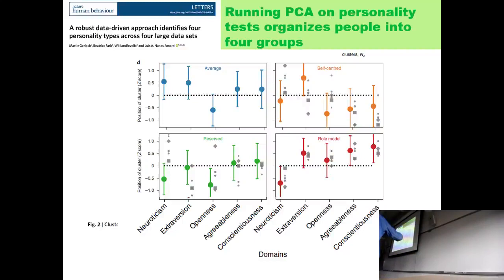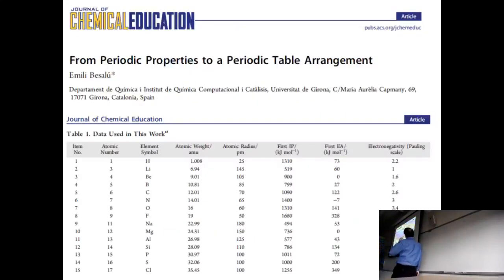So basically the green people are low on neuroticism, they're low on openness, and they're average on the other things. The average person is low on openness and high on the other things. So you see how each of these has a different shape to it. But what it's saying is it took a ton of data, and it did come up with 4 different groups. You have the reserved group, the role model group, the self-centered group, and then the average group. This is just the computer organizing the data for you.